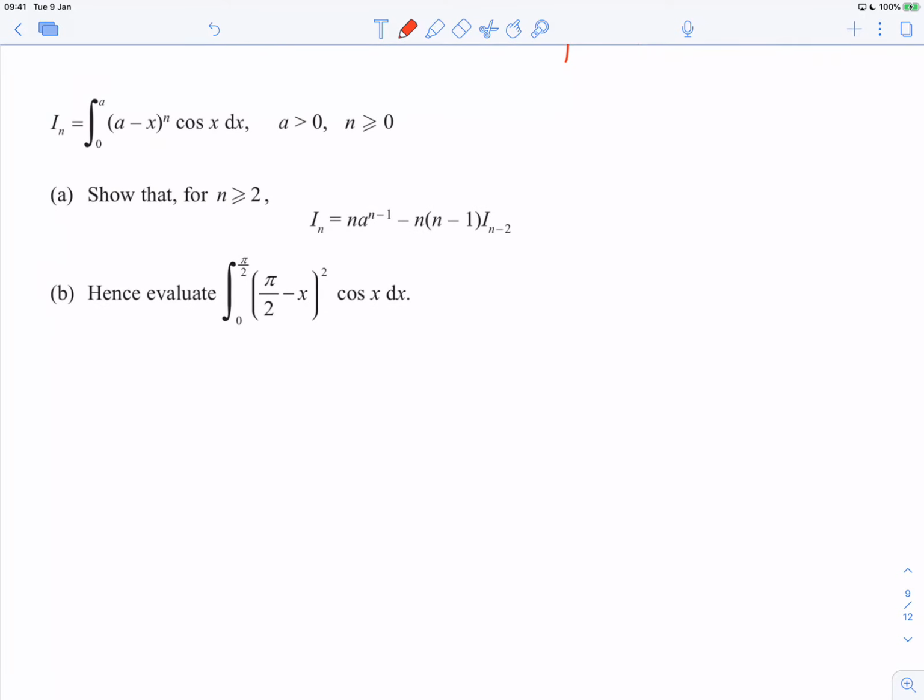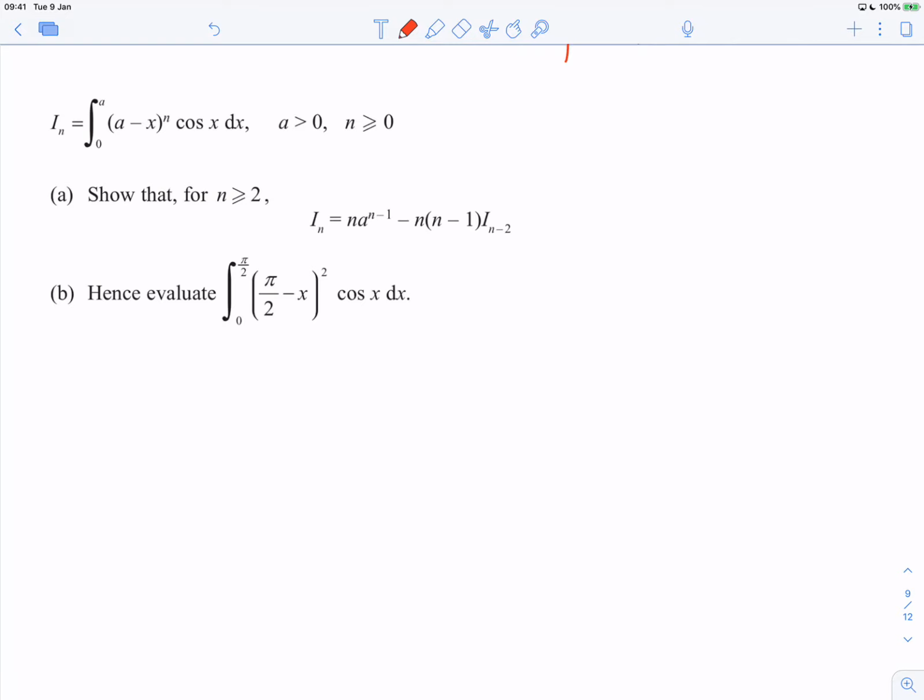Okay. Next question, if you want to give it a go. Pause the video. Okay, so for some integral I of n, we've got that it's the integral between 0 and a of a minus x all to the n cosine of x. Show that for n greater than or equal to 2, you've got the following.